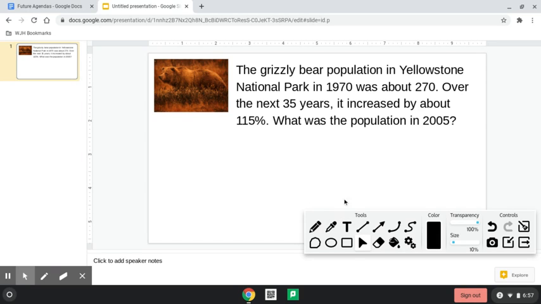And you may not think of 115% as a real number, but if we think about it as multiplying a decimal, then it's going to make more sense. You're going to say, okay, well, this is something I've actually been doing for a long time. So we're going to change it to 1.15.